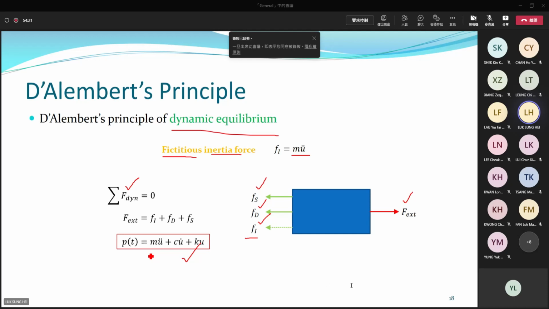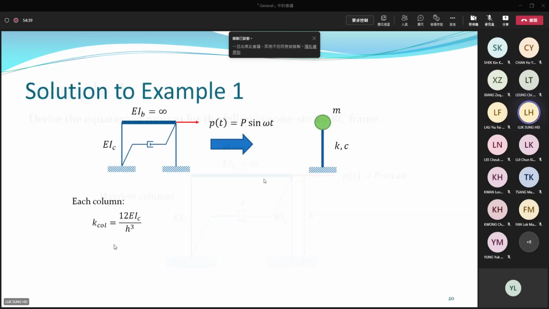Why don't we use it? You can use this formula directly. For a single degree of freedom system, the equation should look in this manner. Everything is characterized by only 3 parameters, M, C, K. So right here, you just need to find out what is M, C, K for this problem.